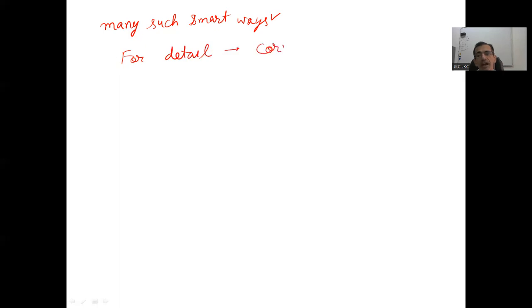So with this process, there can be many such smart ways, and you have to ultimately try all these ways. Many such smart ways are possible. So for detail, always read the book, Cormen's book, and you will get much more details from there. Read this.